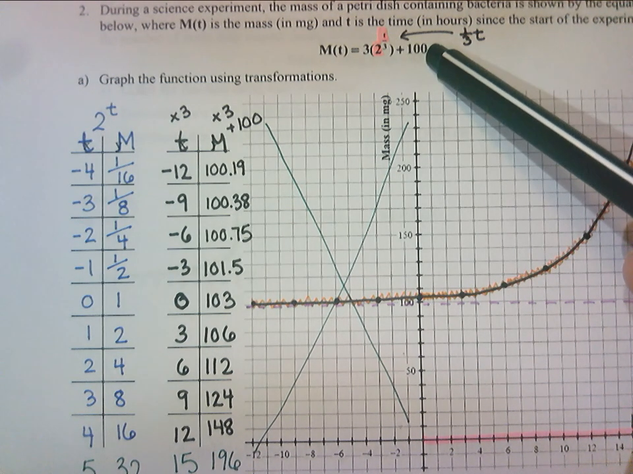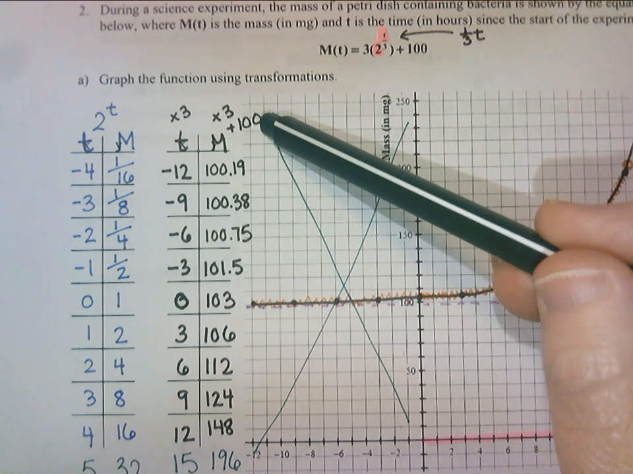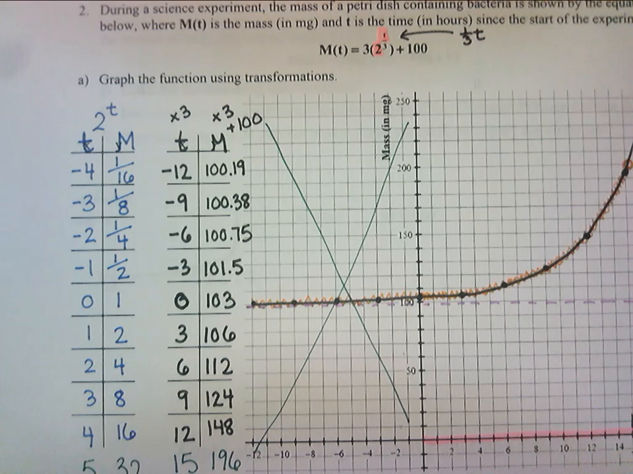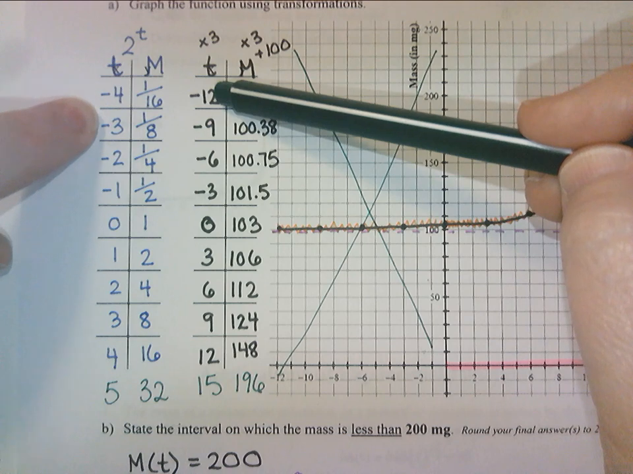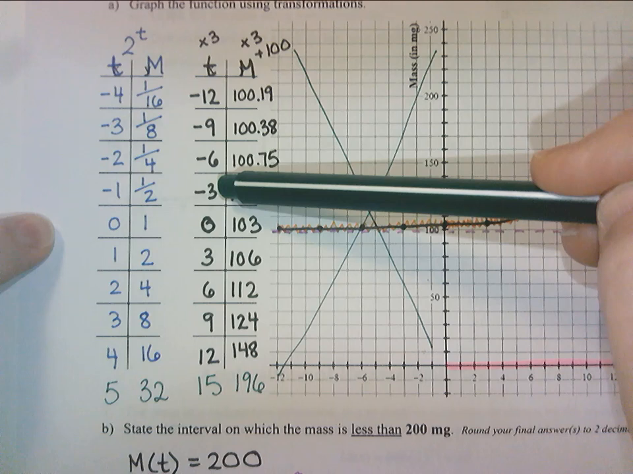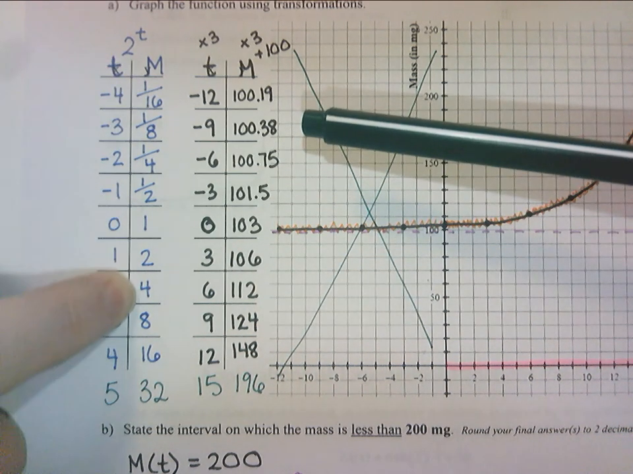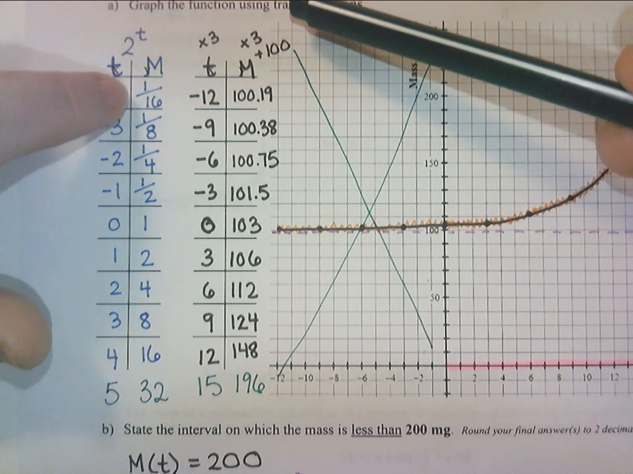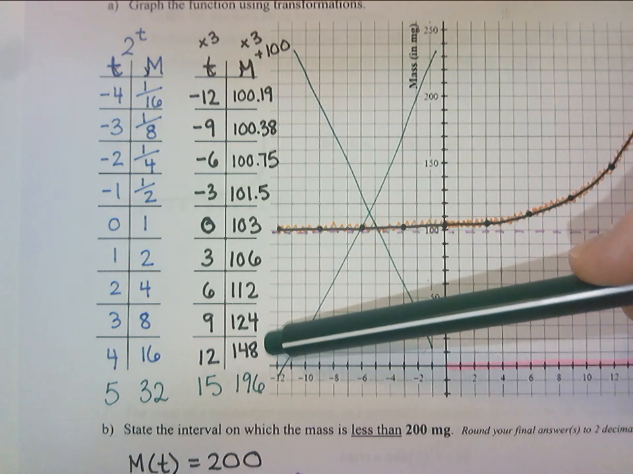And then the last part, the plus 100, is not in the exponent, it's after. So this is going to be my up and down. This is going up 100. That changes the y value, or in this case m, so I added 100 onto my m values. And then all I did was I took my calculator, I took all of the t values from the base function and multiplied them by 3 to get -12, -9, -6, -3, 0, 3, 6, 9, and 12. And then I took all of the m values, used my calculator to take each number, multiply it by 3, and add 100 to get all of those numbers there.